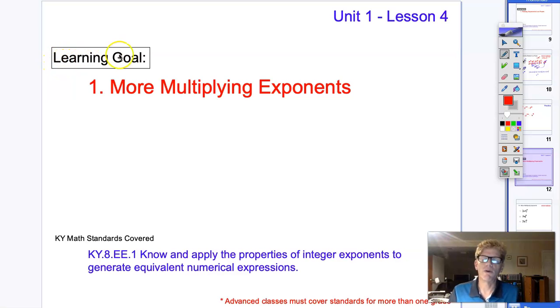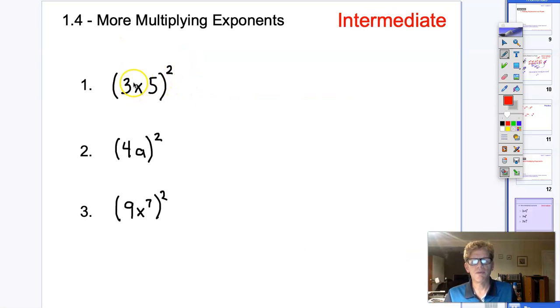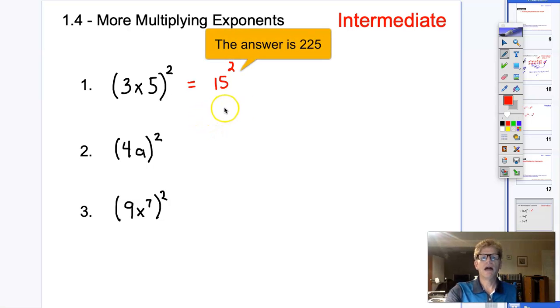In Unit 1, Lesson 4, let's take a look at how to multiply exponents when they involve factors and coefficients. In our first example, we have 3 times 5 raised to the second power. Now, one way to do that is quickly to just realize that 3 times 5 is 15, and raise that to the second power. And I'll let you punch that into your calculator to figure that out. However, I can also see this like this.